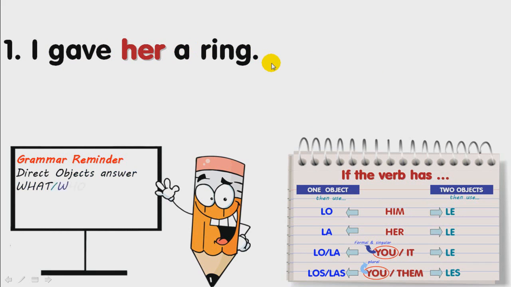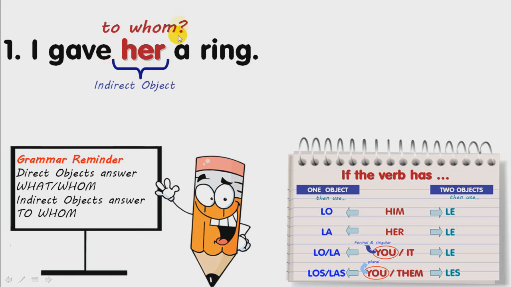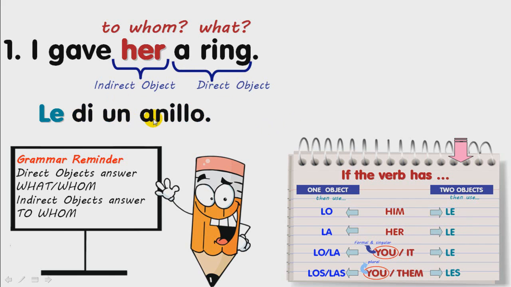I gave her a ring. Her answers the question to whom. This is the indirect object. A ring answers the question what, so this is the direct object. And as we can see here, we have two objects. For that reason, the pronouns we have to choose are on this side. And in this case, her, for her, the pronoun is le. Le di un anillo. And we have no second option because we have only one verb. And if you remember, one verb, one option.